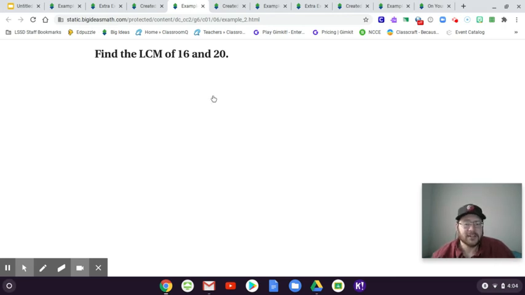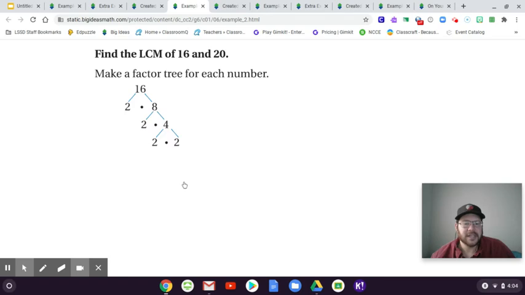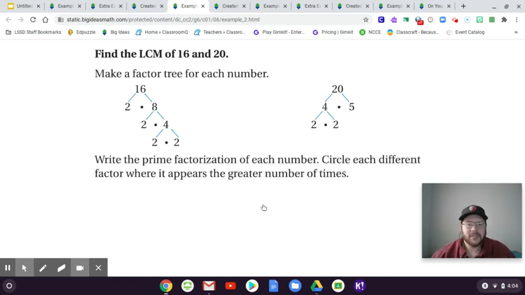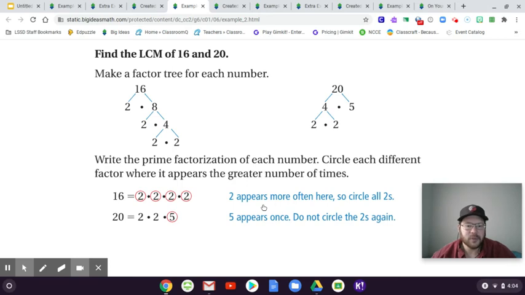All right, and then also find the prime factorization of 20. Okay, so hopefully for 16, you ended up getting 2 times 2 times 2 times 2. And for 20, hopefully you ended up getting 2 times 2 times 5. So the prime factorizations, if you write them out, will help you find the least common multiple. Here's the trick. Circle each different factor where it appears the greatest number of times.